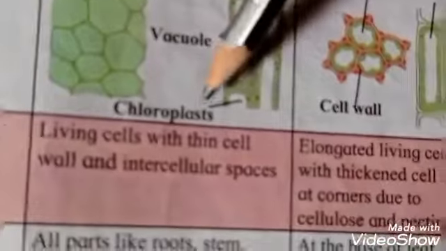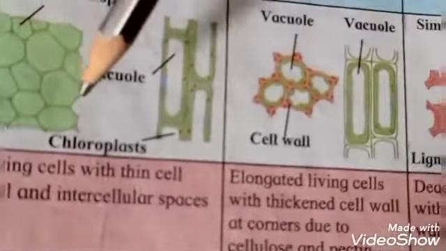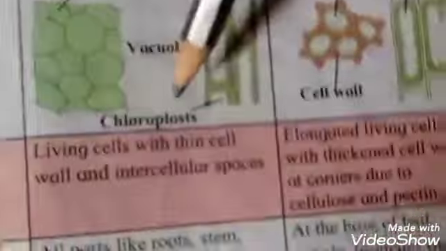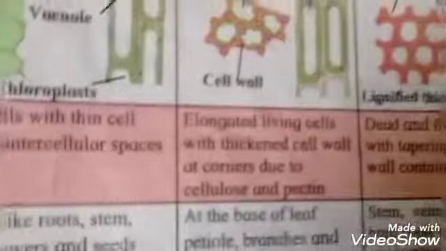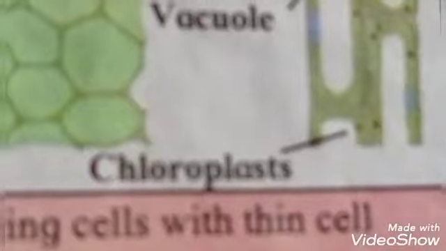In this figure, the intercellular space, vacuoles and chlorophyll. The structure is a living cell with a thin cell wall and intercellular space. Function: support, storage of food and filling vacant space. A subtype, chlorenchyma, in leaves performs photosynthesis.